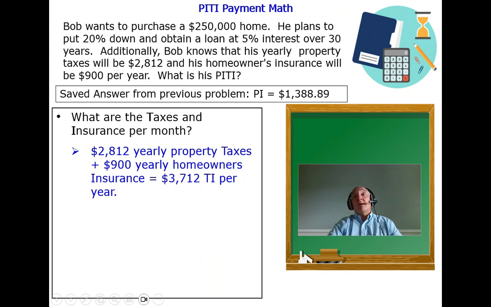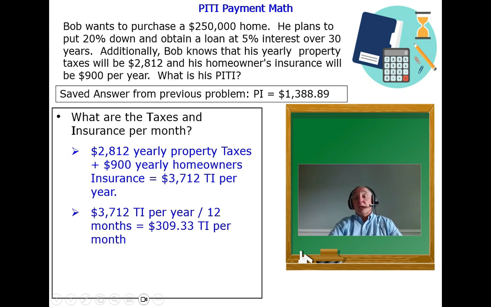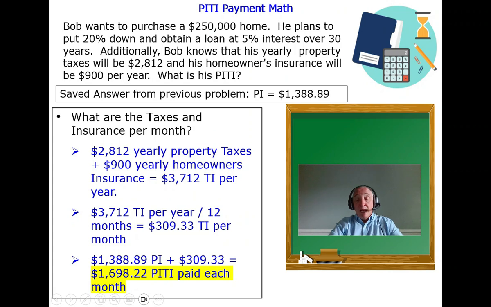We got to figure out what the monthly payment's going to be, correct? So we have to divide that number by 12 to get $309.33. We already have the $1,388.89. That's the PI, that's the principal and interest. Now we add the taxes and insurance to that, and our new payment would be $1,698.22.